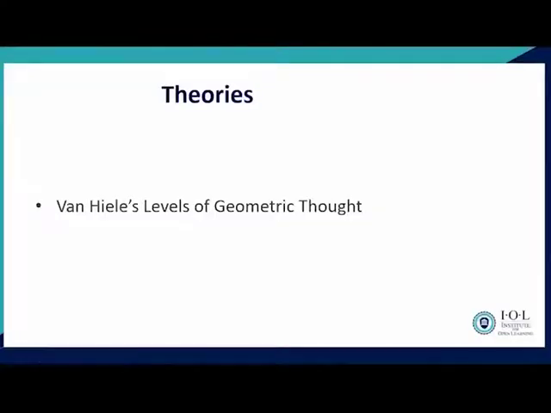Let's move on to the theories. One of the theories that we need to understand here is Van Hiele's theory, which is a theory that describes how students learn in geometry. So Van Hiele's levels of geometric thought, you have these levels from level 0 up to level 4. Once again, this was part of your assignment, so you should be able to list these levels as well as explain what each of these levels entail.